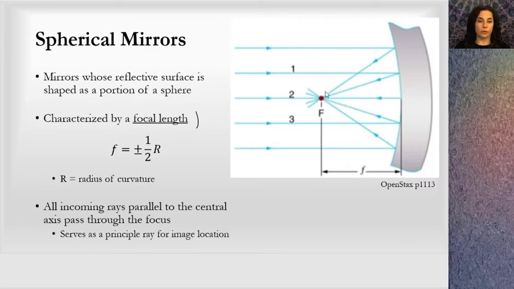What we see with a spherical mirror, as long as it's ground or created such that it's a portion of a sphere, is that light coming in parallel will hit the spherical surface and then reflect back to what we call the focus or focal point. Each mirror is defined by its focal length, where all of the light rays coming in parallel will meet up at that point.